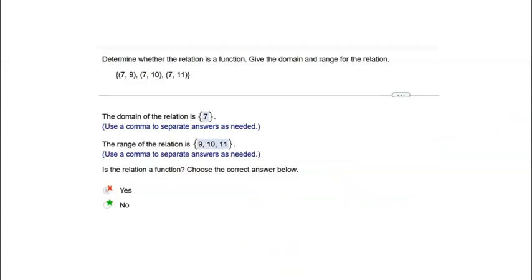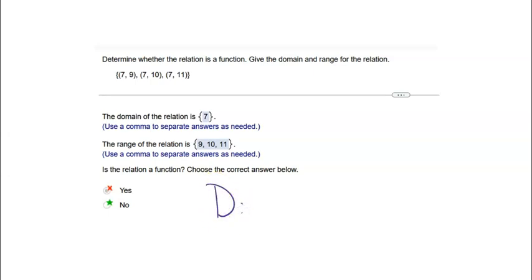Okay, so the next problem, they gave us a set of ordered pairs, and this is called a relation. Whenever you have a set of ordered pairs, often what they'll ask you is, does the relation define a function? And that's exactly what they're asking here. Determine whether the relation is a function, give the domain and range for the relation. Okay? Now, first of all, the domain, notice again the answer is right there, but let's take a look at it.